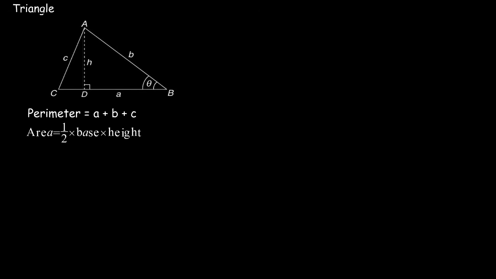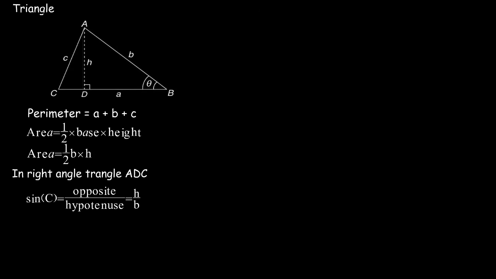Now the area of a triangle is given as half times the base of the triangle times the height, or abbreviated, area equals half b times h. Now in right angle triangle ADC in our diagram, sin C is equal to opposite over hypotenuse, which is equal to h over b. Cross multiplying, it makes h equal to b sin C.